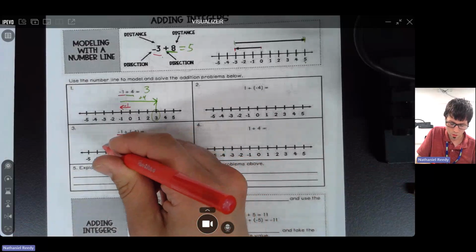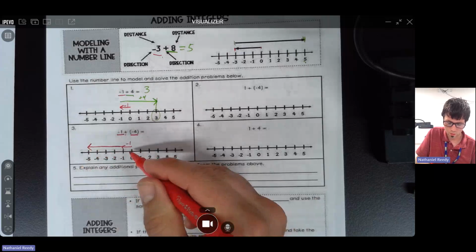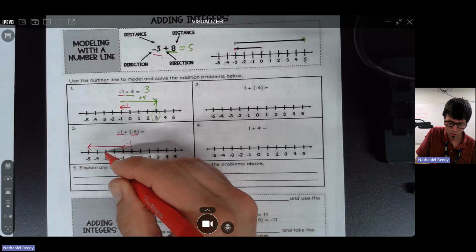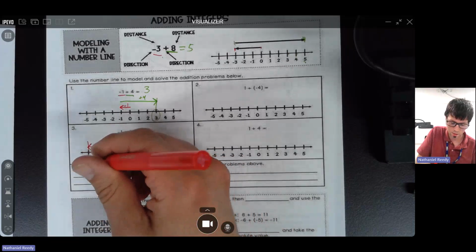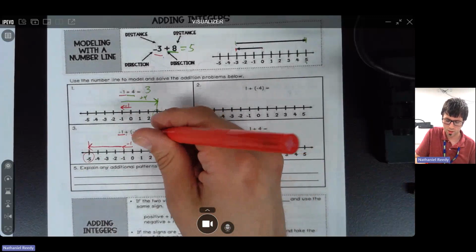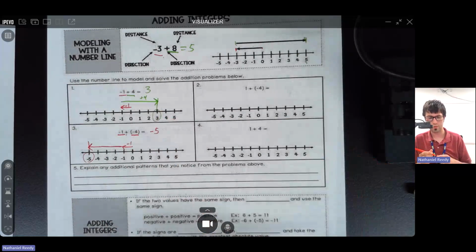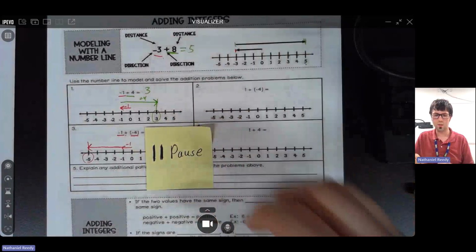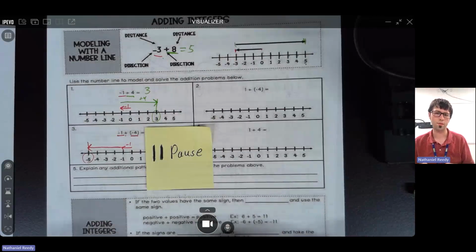So 1, 2, 3, 4. So -1 is 1 this way. -4 is another 1, 2, 3, 4. Where did I stop? I stopped at -5. So -1 plus -4 is -5. So pause the video and see if you can do number 2 and 4 on your own.